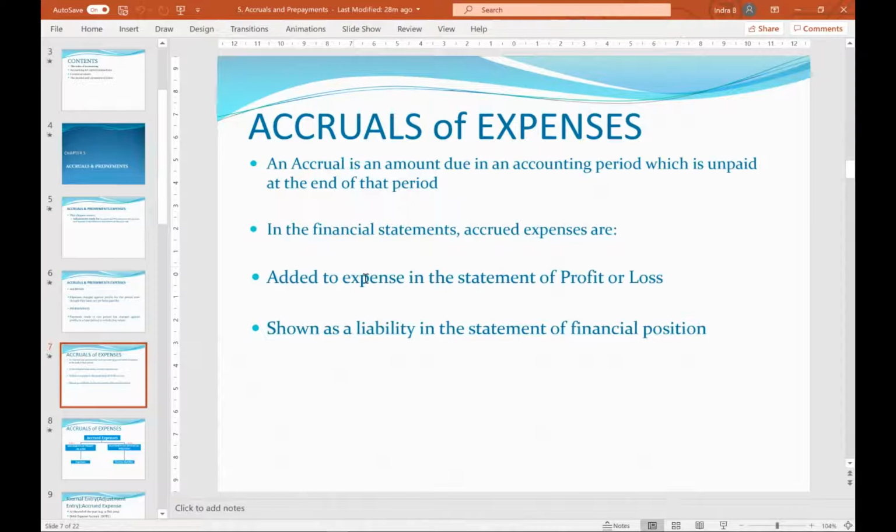Why is it added to expense? Because it is an expense. So to show the true profit, we should add this due expense in the P&L account. Also, because we have not paid this expense yet, it is a liability for us. So we have to show this in the liabilities as well. So we'll see how we will show it.